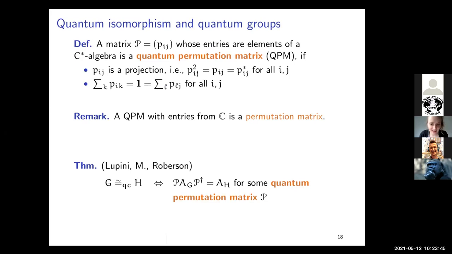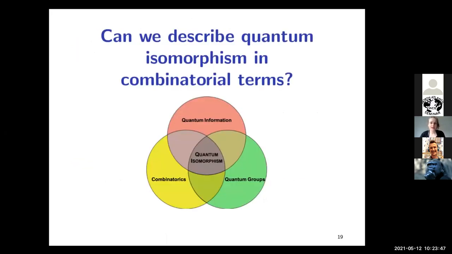Okay, great. So the next thing I want to show you is, I said that I see these quantum isomorphisms as lying in the middle, in the intersection between these circles, right? So this definition in terms of non-local games comes from the area of quantum computing and information, right? And now I showed you some quantum groups.